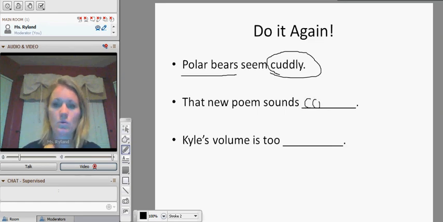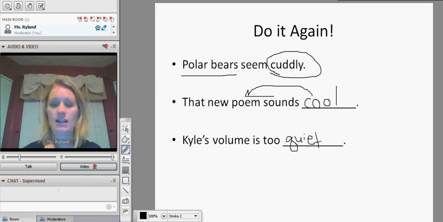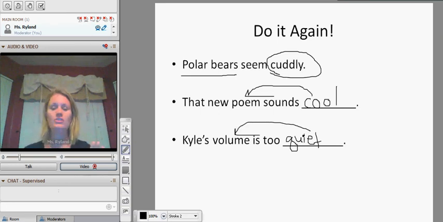I'm going to write cool. It's modifying the poem because it's describing it. Kyle's volume is too, what could be a predicate adjective of volume, a word to describe the volume? I'm going to put quiet because I want to hear Kyle's music. I love music. As you guys can tell, I sing all the time. So good. We just modified our original noun. That is what a predicate adjective can do.